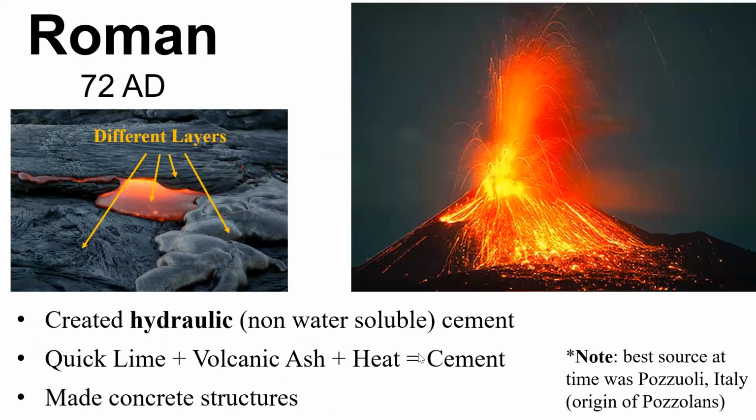The Romans actually got a little more creative. They figured out the issue with the water, and they were actually able to make a non-soluble, a hydraulic cement. And it was kind of cool how they did it. They realized when they looked at the volcanoes and these different lava layers came out, some of the layers were what you think of as lightweight aggregate.